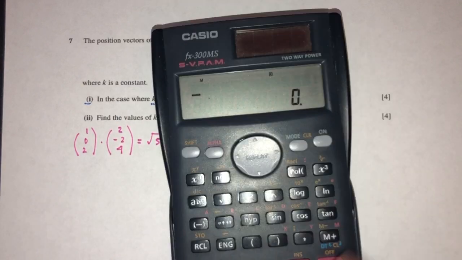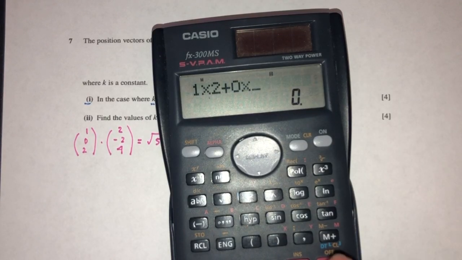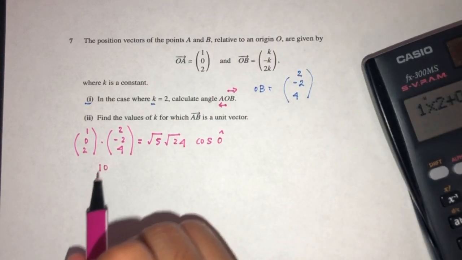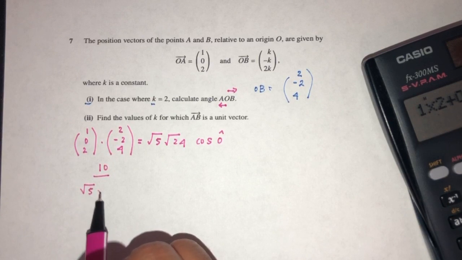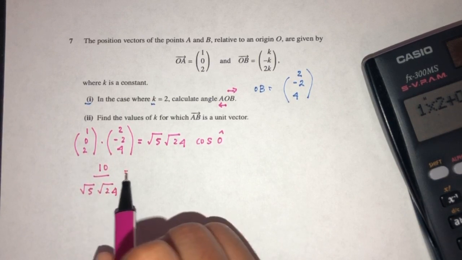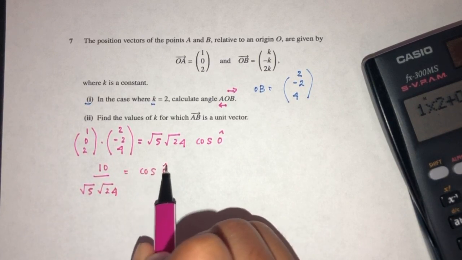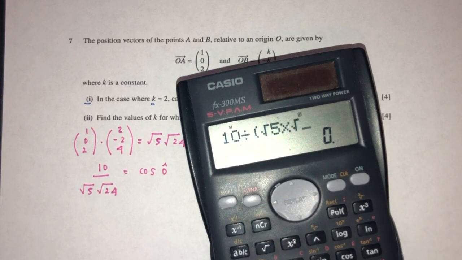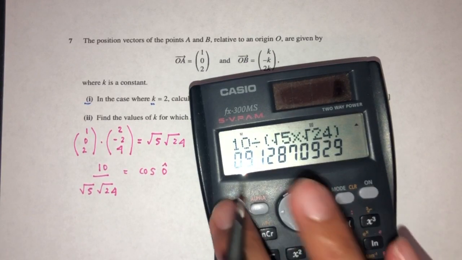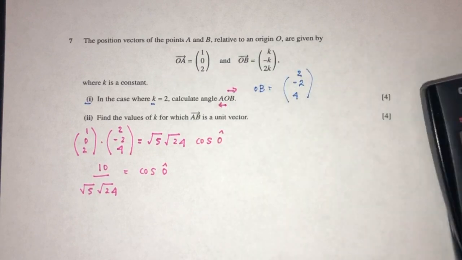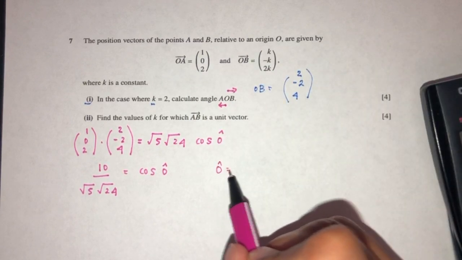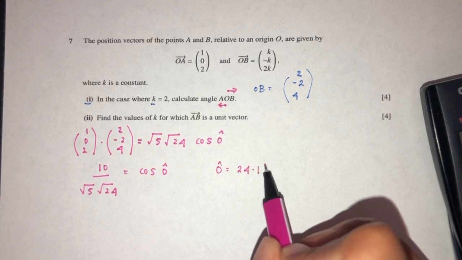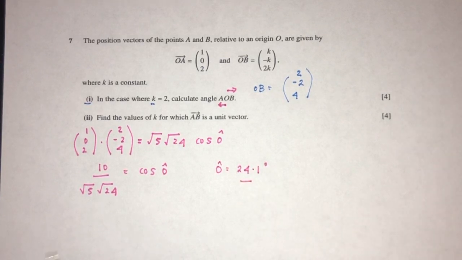Now we can perform the scalar product. So 1 times 2, plus 0 times minus 2, plus 2 times 4. That should be 10. So 10 divided by root of 5 times root of 24 has to be cos of angle O. Then cos inverse of that will give you the angle. So O will be 24.1 degrees, correct to 1 decimal place.